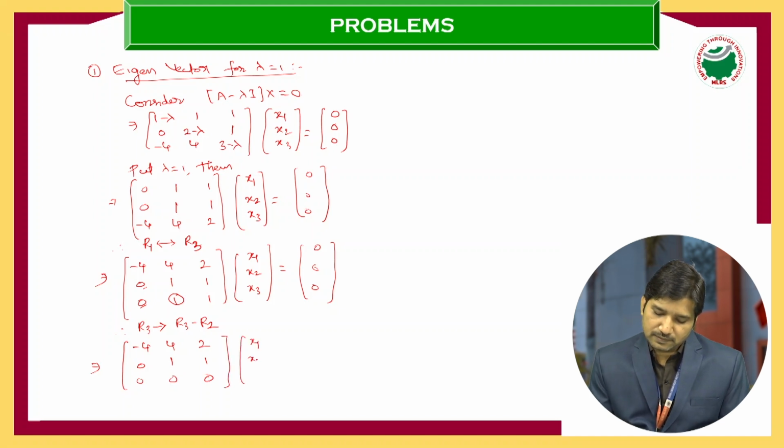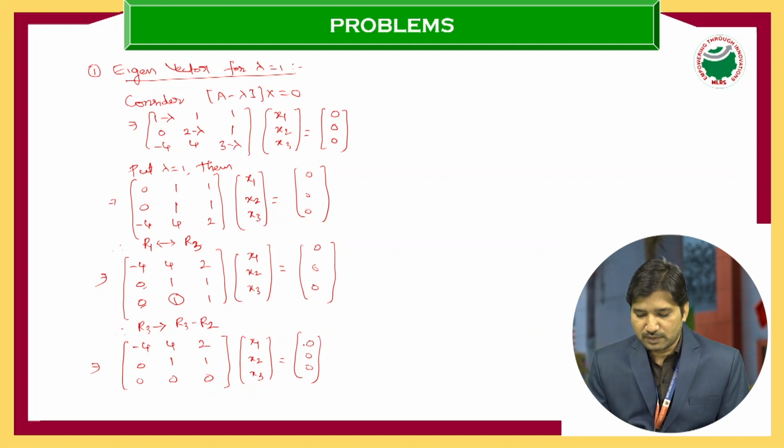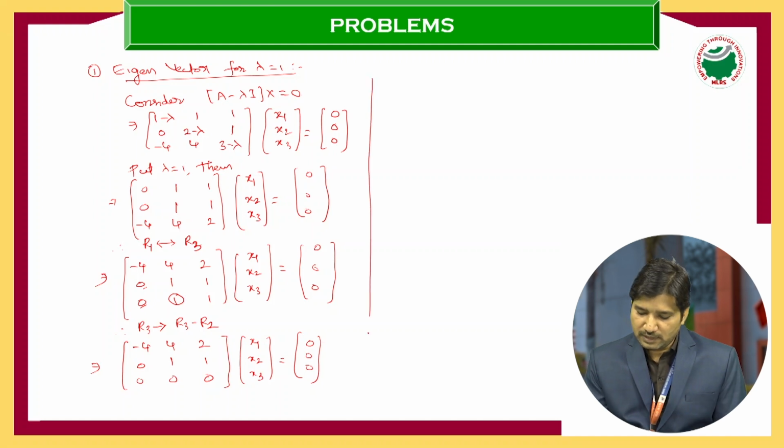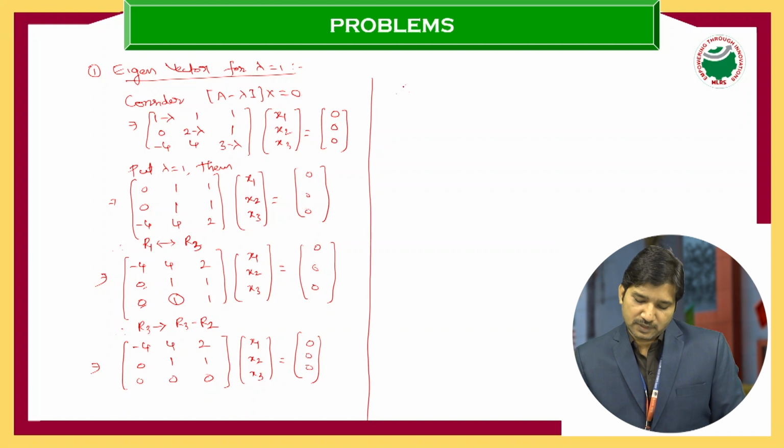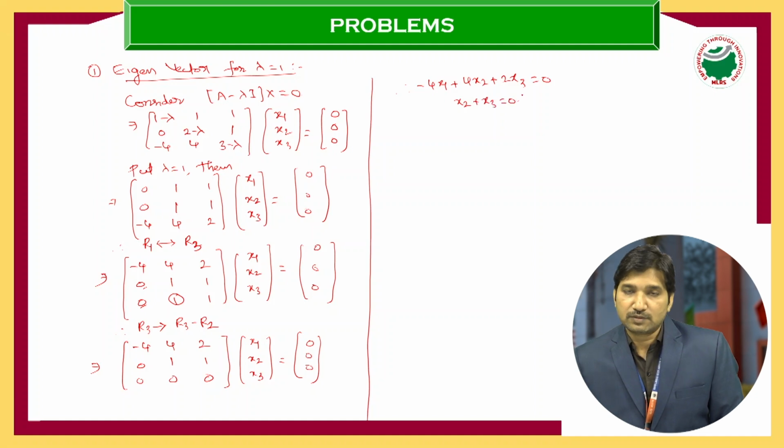Here x1, x2, x3, and the right side is all 0. Now write the system of equations: each row into the column equal to 0. Expanding, the first equation is minus 4x1 plus 4x2 plus 2x3 equal to 0. The second one is x2 plus x3 equal to 0.